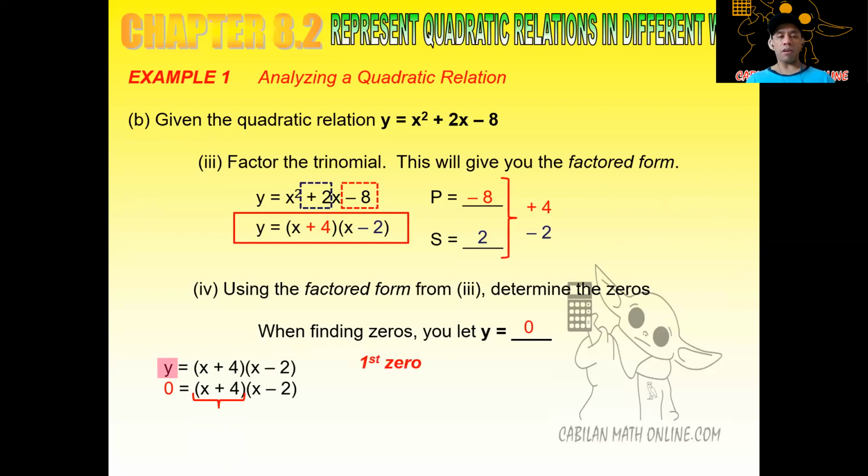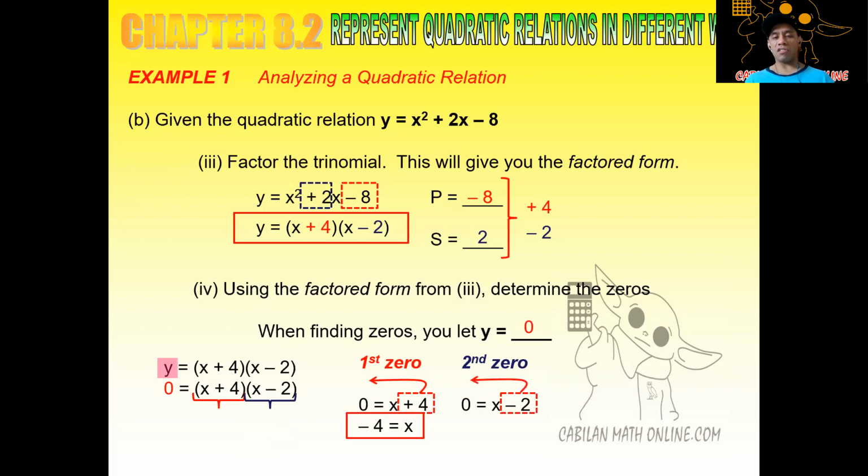So for the first 0 here, we have 0 equals x plus 4. So I'm going to take this positive 4, move it to the other side, and then it becomes a negative. Our second 0 will be the x minus 2 bracket. We're going to let that equal 0. For this one, you're going to be taking the negative 2, moving to the other side and then making it positive. So our two zeros here will be negative 4 and positive 2 respectively.